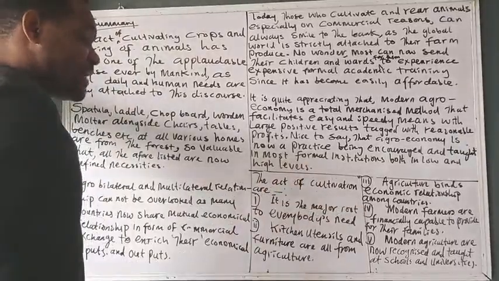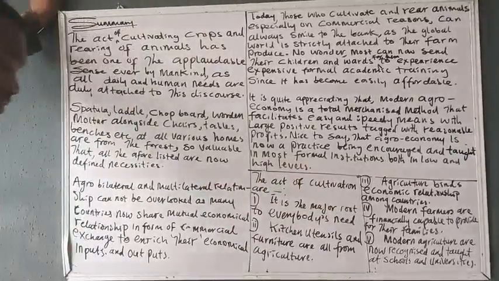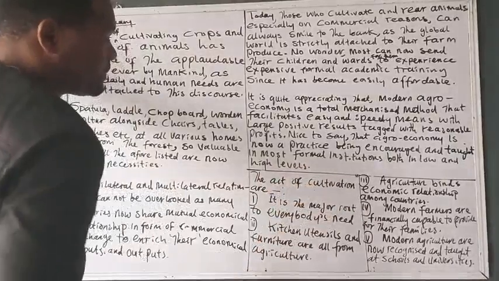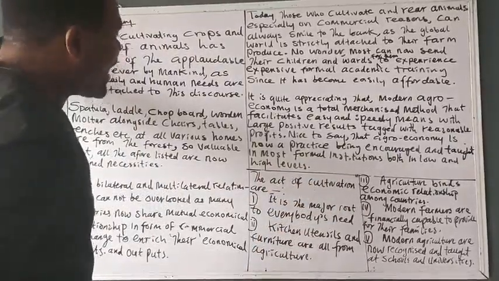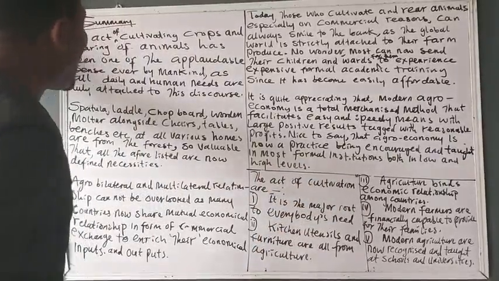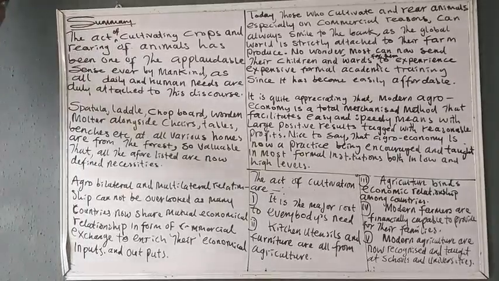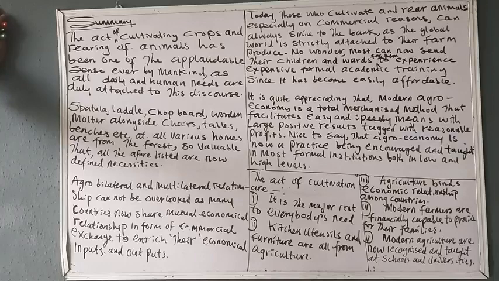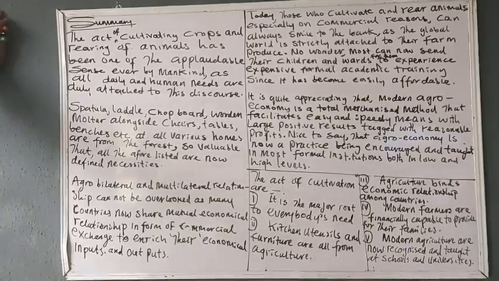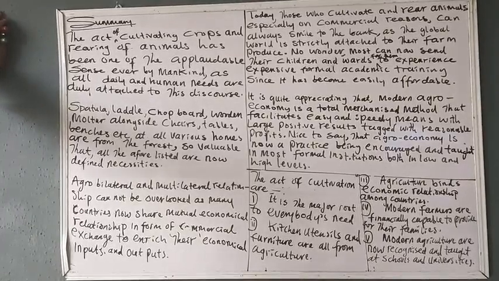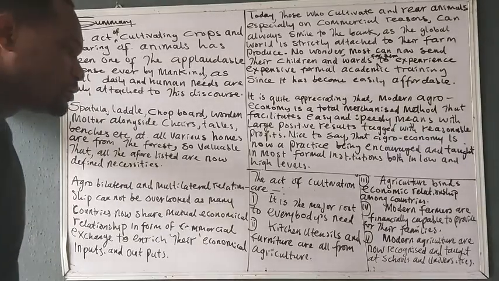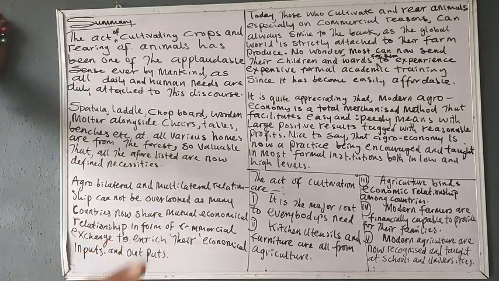If you are an exam taker and you want to summarize, and you summarize this way, let's look at the first paragraph, which reads this way: the act of cultivating crops and rearing of animals has been one of the affordable sins ever by mankind, as all daily and human needs are duly attached to this discourse. So that means that man can never do without the act of cultivation and rearing of animals.